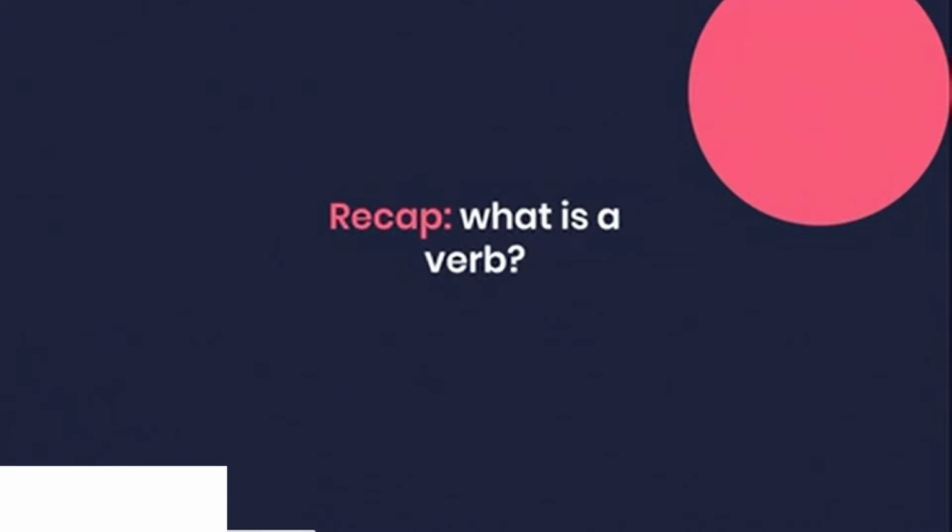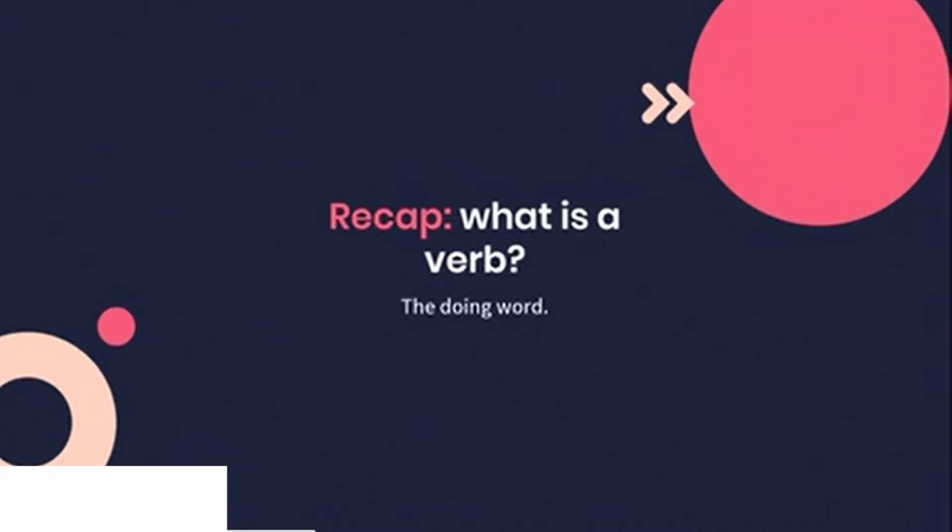Next, let's look at verbs. What is a verb? Now, we covered verbs in great detail in Module 1, Lesson 4. A verb is a doing word. It's the action or process that's happening. In the sentence, Jane walks the dog, walks is the verb.